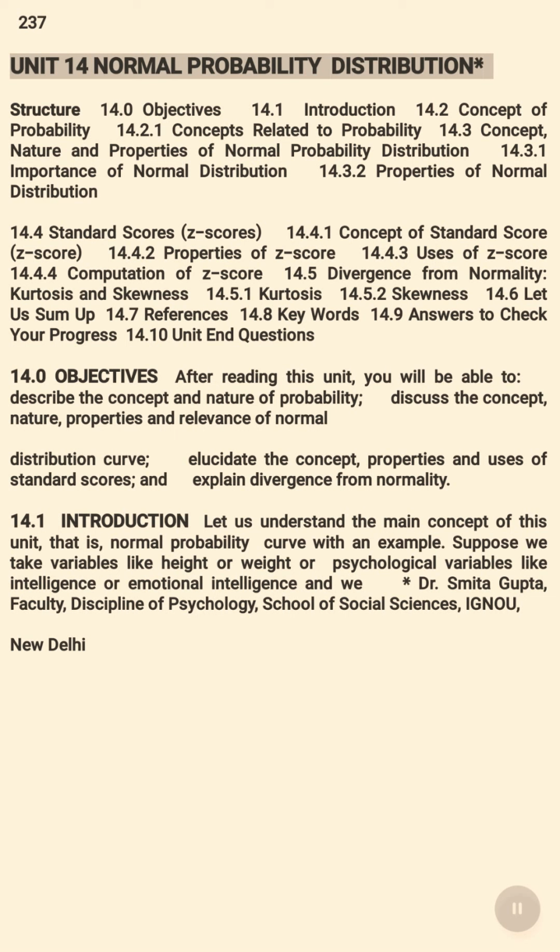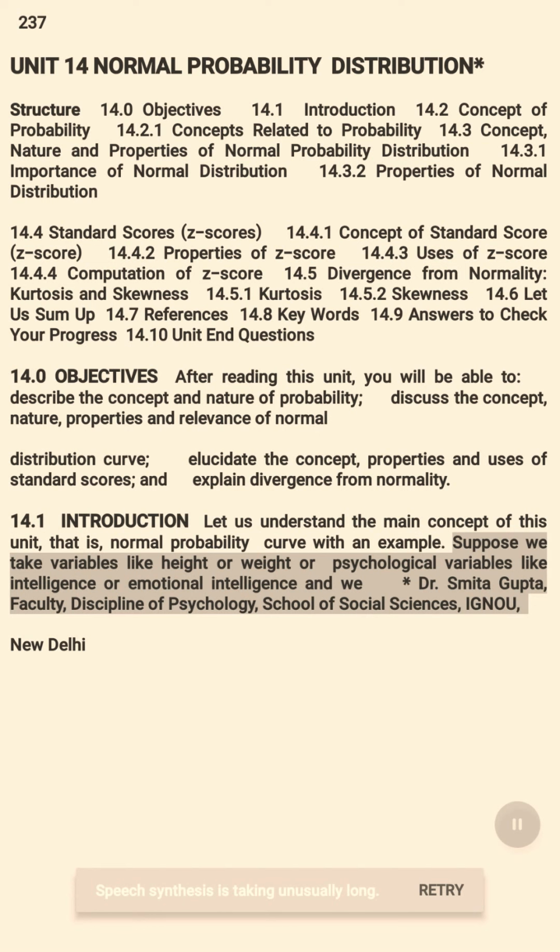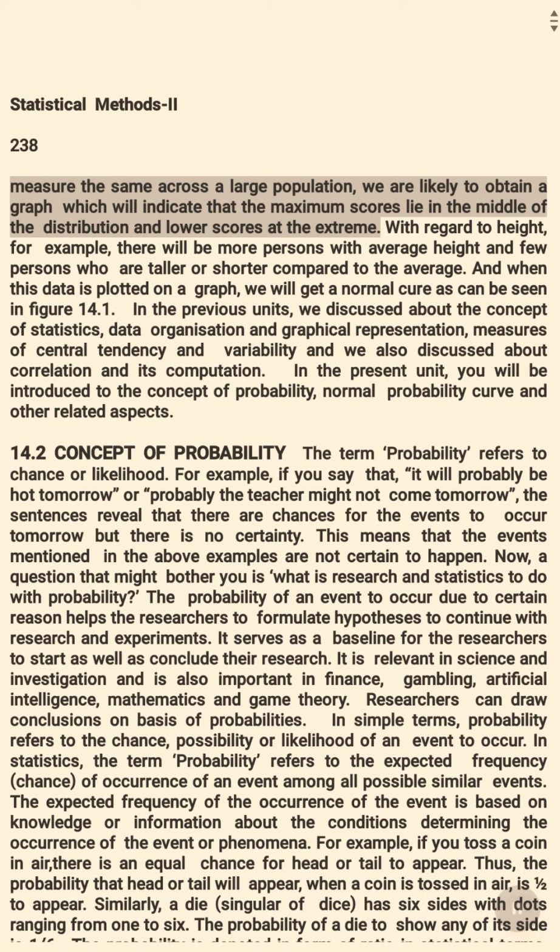Unit 14, Normal Probability Distribution. Point 1 Introduction. Let us understand the main concept of this unit, that is, normal probability curve with an example. Suppose we take variables like height or weight or psychological variables like intelligence or emotional intelligence and we measure the same across a large population. We are likely to obtain a graph which will indicate that the maximum scores lie in the middle of the distribution and lower scores at the extreme.